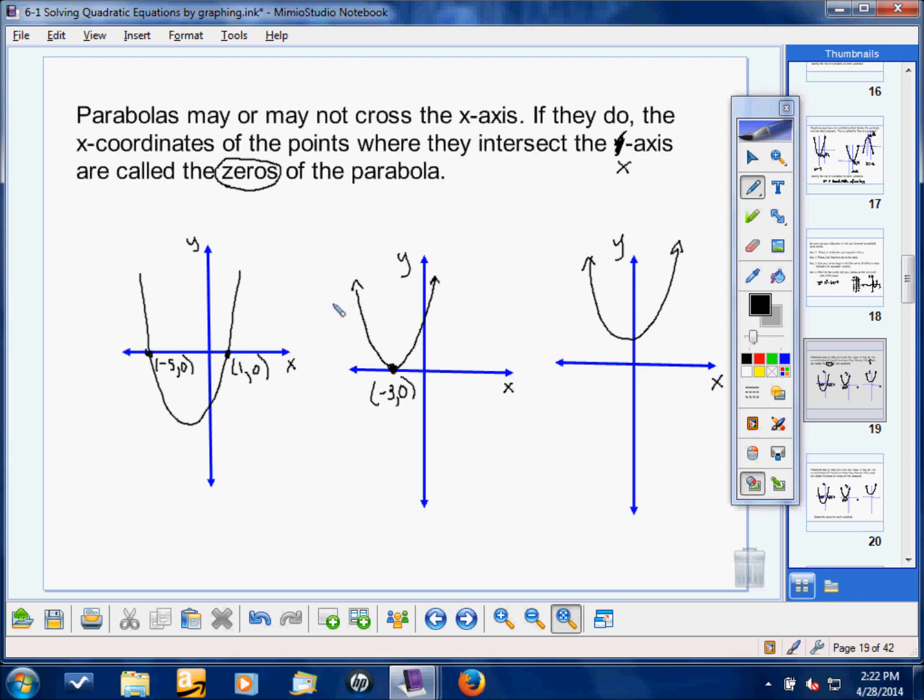Why is there something crossed out before the word x? Because I accidentally wrote y-axis, but it's the x-axis. Okay, they intersect the x-axis. What's today's date? They're called the zeros.